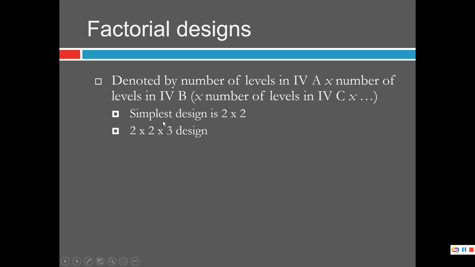So the simplest factorial design that you could have, for example, is a 2 by 2 design. Think about each of these 2's as noting something about 2 different independent variables. Here's independent variable A. Here's independent variable B. Independent variable A has 2 levels, thus the 2 here. Independent variable B has 2 levels.